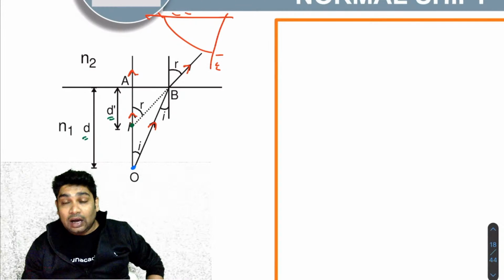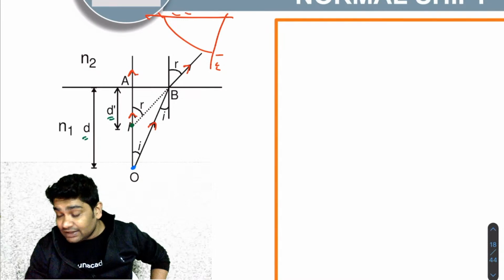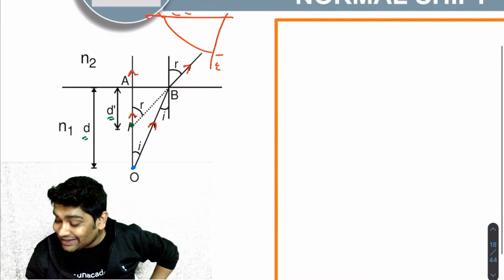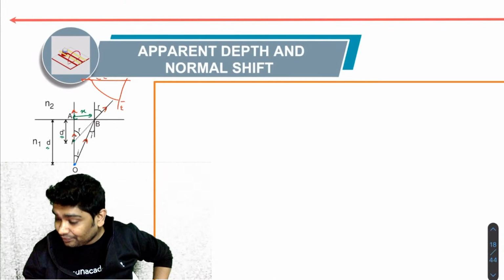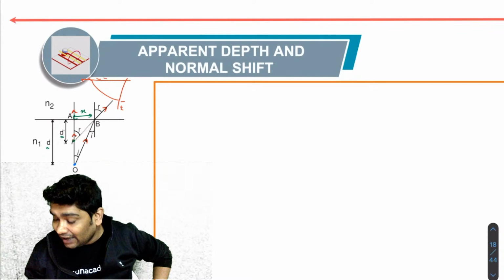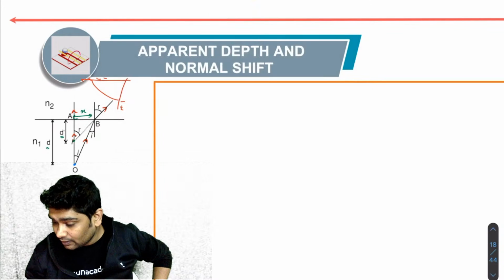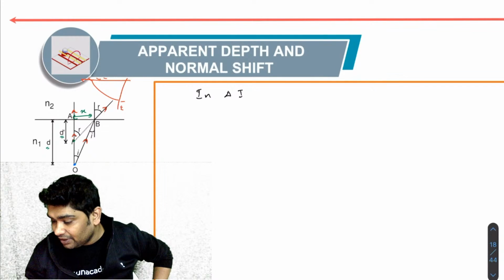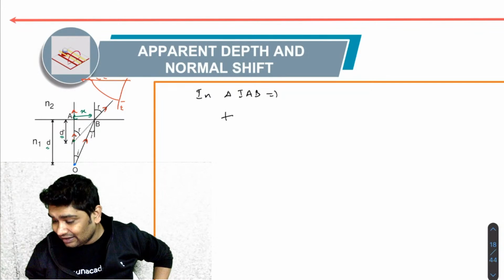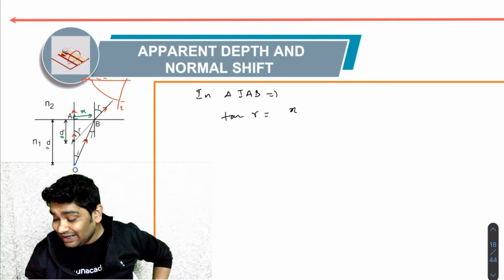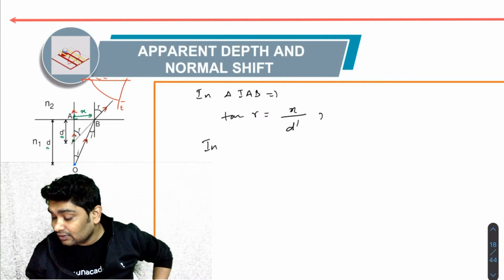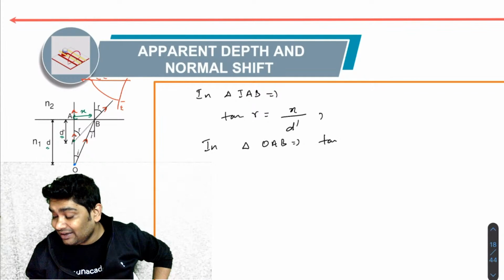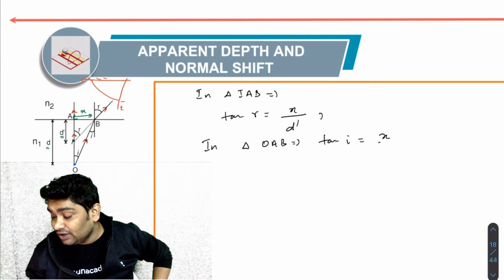Now, what we are doing is that if you look at these triangles, if let's say this is some x, what you realize is if you look at triangle IAB, tan r is equal to x over d dash. Also in triangle OAB, you realize that tan i is equal to x over d.